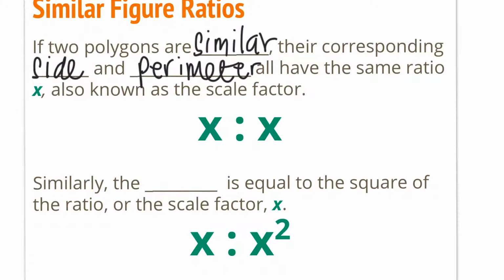Similarly, the area is equal to the square of the ratio or the scale factor x. So if we know that this is the x and this is the x squared, this is the scale factor and this is the area.